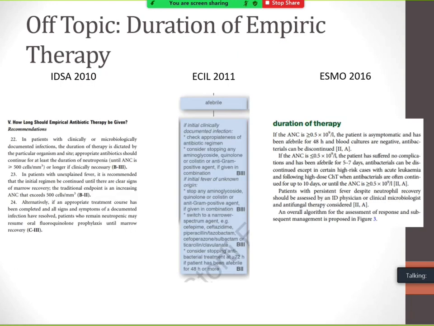So I'll go into the other part I was talking about. It's a little bit off topic, I know, but it is one of the things I'm pretty interested in: we've got neutropenic fever, how long do I need to put those patients on antibiotics? When can I go back to prophylaxis?